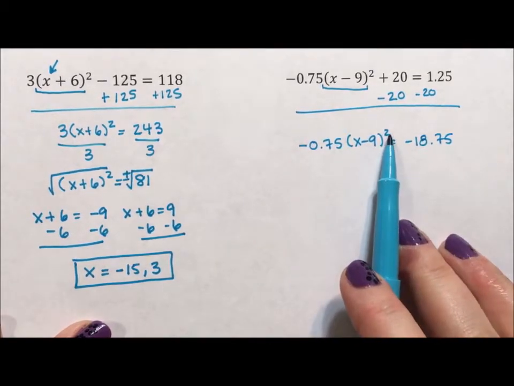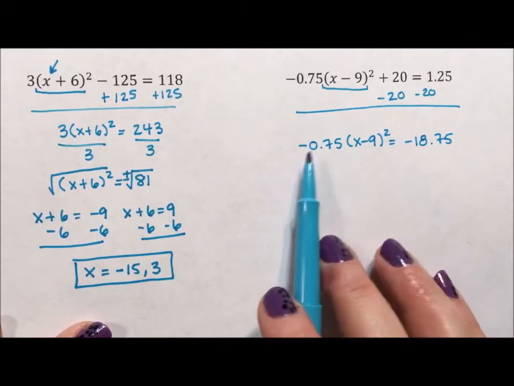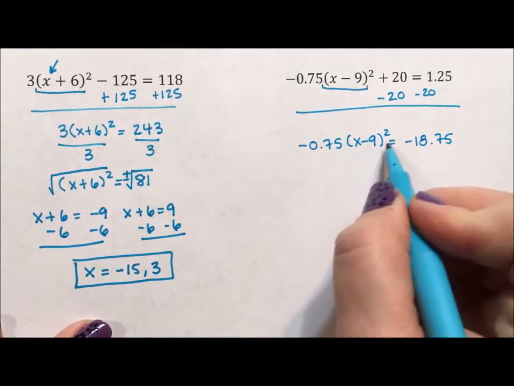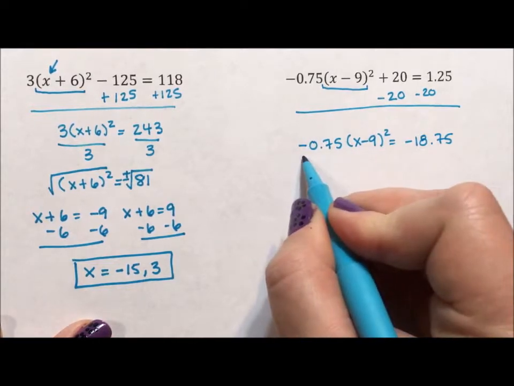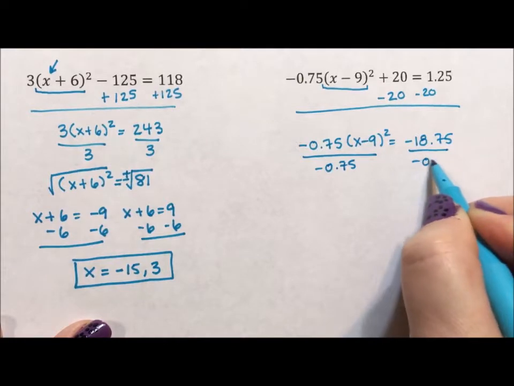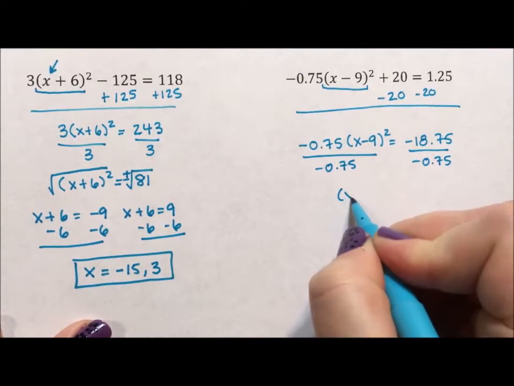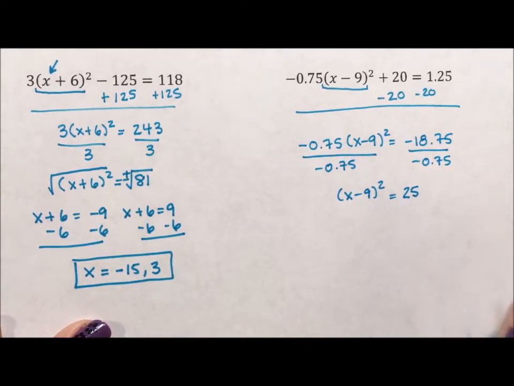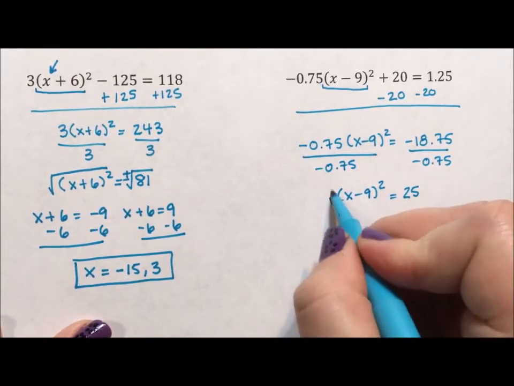This squared has to be positive, and though you see the negative, realize we need to divide by a negative as well, so don't determine no real solution until you've gotten to the point where your variable is isolated. All right, I'm going to divide both sides by negative 0.75, and I'm going to get (x minus 9) squared is equal to 25. This is a much nicer looking problem.